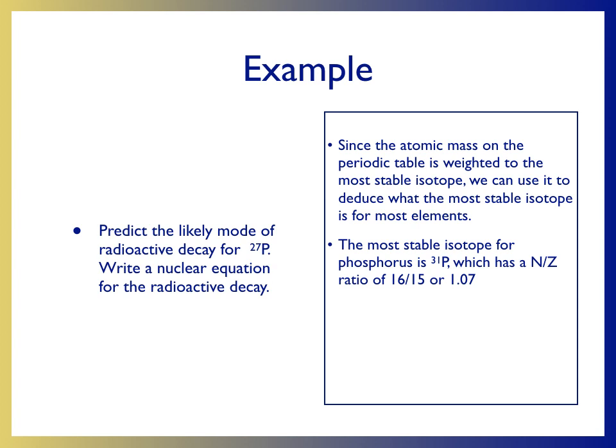Phosphorus-31 has 16 neutrons, which can be found by subtracting the atomic number from the mass number. We also know that phosphorus is atomic number 15. Therefore, we can calculate the ratio between the number of neutrons and number of protons to be 16 over 15, or 1.07. Note that this is pretty close to 1, since phosphorus is still a pretty small atom.